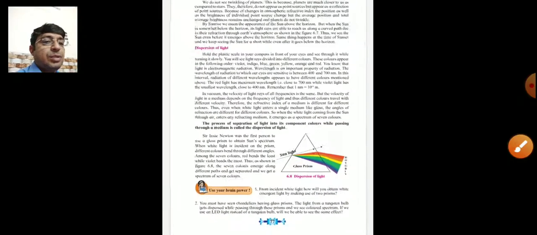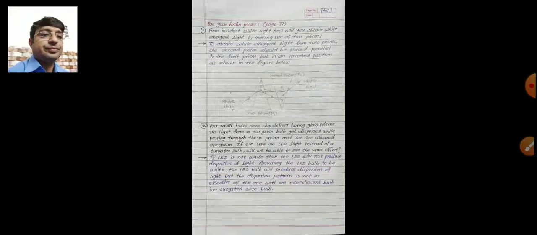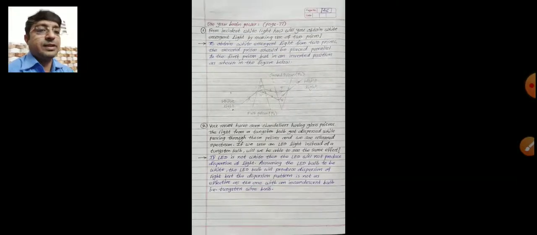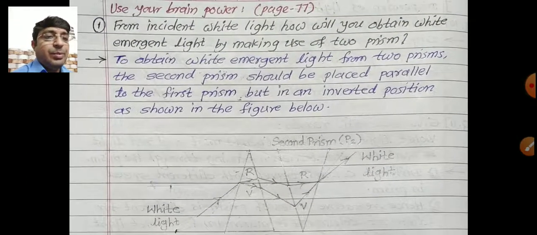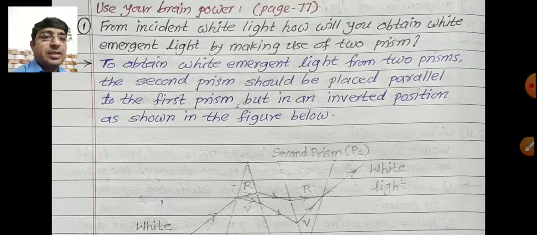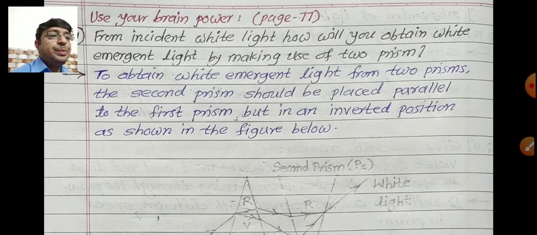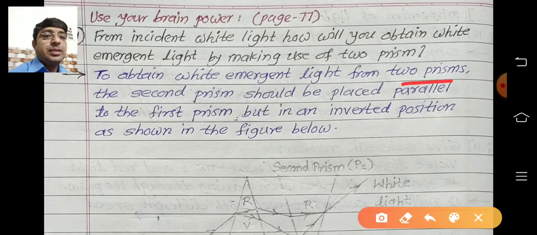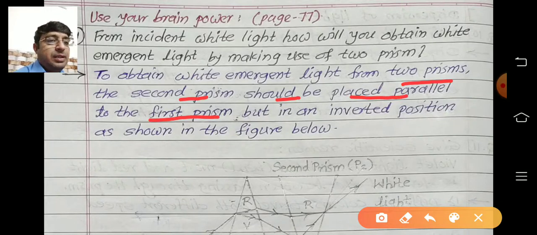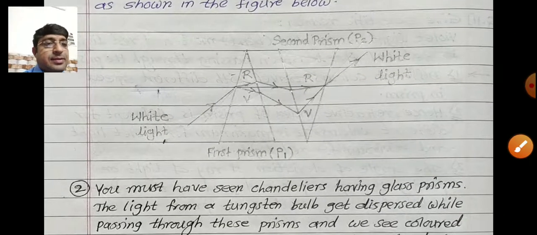Now see the answers of these 2 questions on the paper. So, the answer of that first one. By using the 2 prisms, see in the figure what happened. To obtain white emergent light from 2 prisms, the second prism should be placed parallel to the first prism but in an inverted position as shown in the figure. Check the figures.